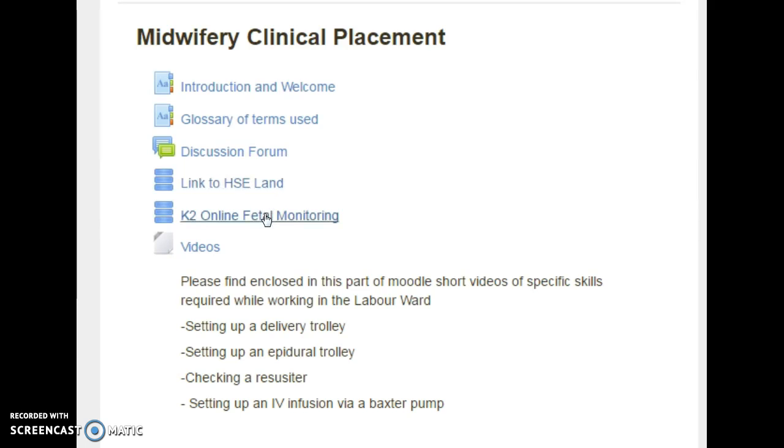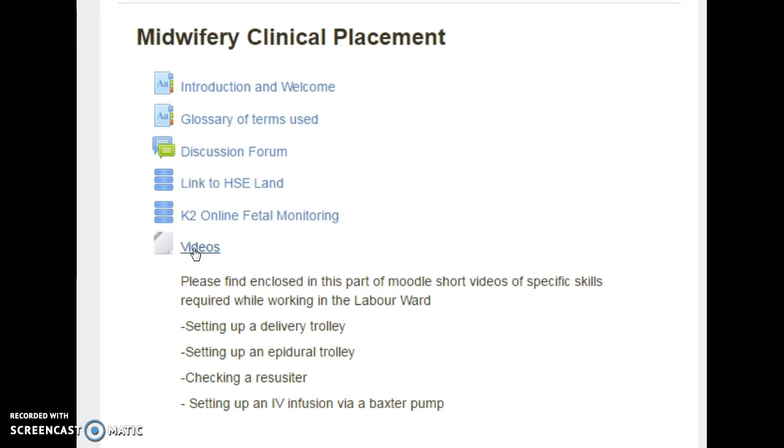Next is a K2 online fetal monitoring program. This is a program that all qualified staff are obliged to complete on a yearly basis and is available for the students also to do while they're out in clinical placement. It is to do with fetal monitoring and how this can be done in clinical placement.